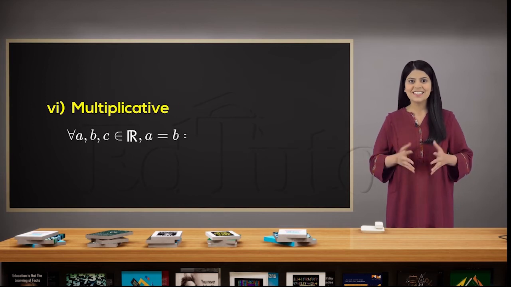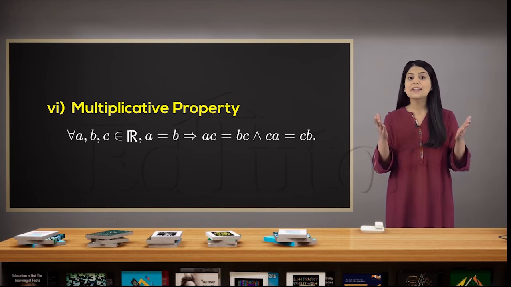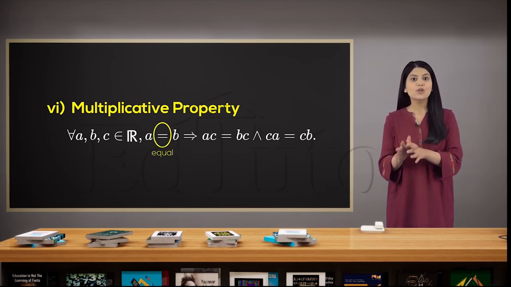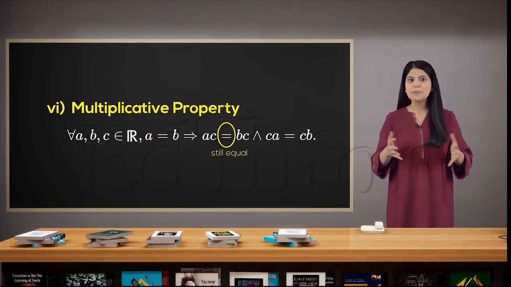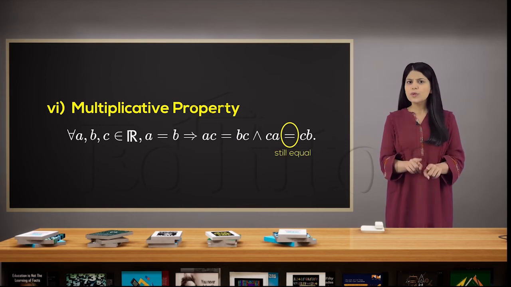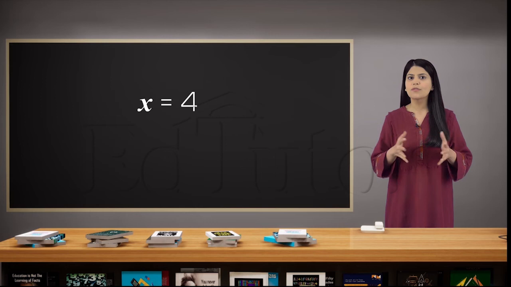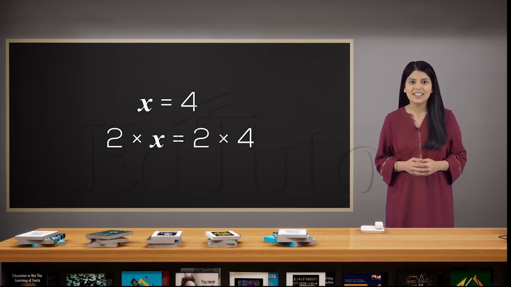Seems familiar, doesn't it? Something else that may feel that way is the multiplicative property. Assuming again, A equals B, multiplying both the sides by C keeps them equal, even if you switch the order of C. So, if you had x equal 4, multiplying by 2 on both sides still keeps them equal.